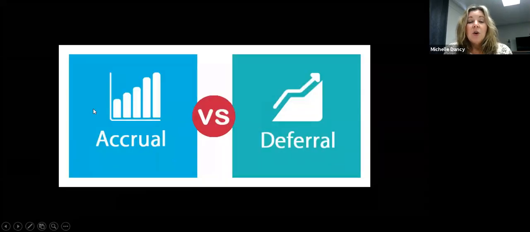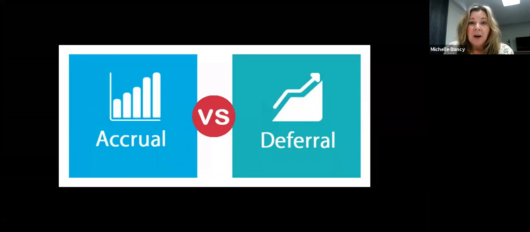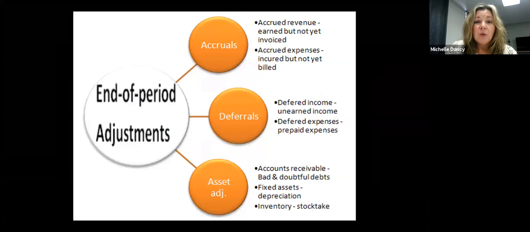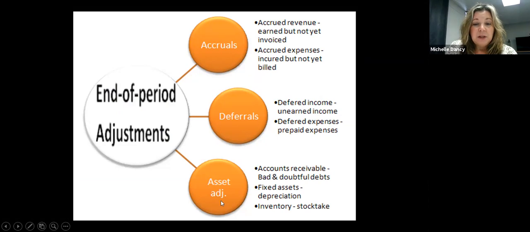Okay, so we have now talked about our basic adjusting entries, and adjusting entries fall into three categories, our end of period adjustments. They are either accruals, deferrals, or they are an asset adjustment. Okay, asset adjustments. We won't talk about some of these until later, but we have already talked about depreciation. But for the sake of this video, we're focusing on accruals versus deferrals.